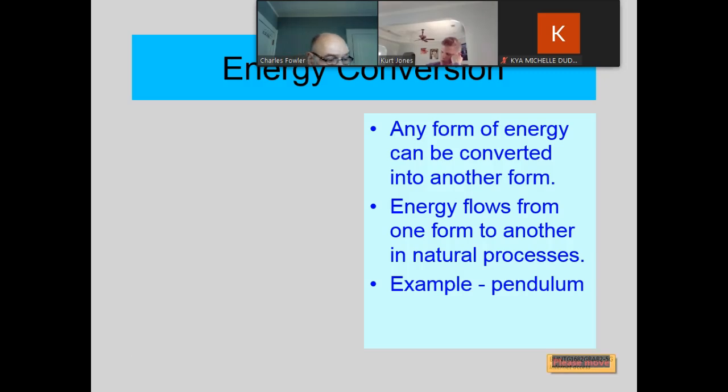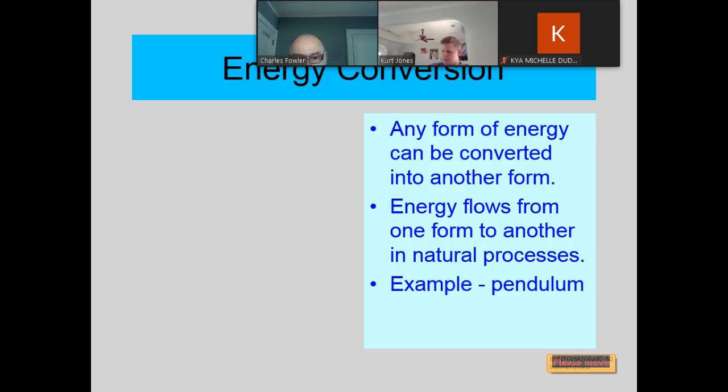So let's go to energy conversion. This is on the bottom part of the right-hand column of page 73. We've already been hitting some of this. Any form of energy can be converted into another form. Now, I don't quite agree totally with that statement. You'll find out why in a minute. I would say most forms of energy can be converted into another form. And here they use that flows again.